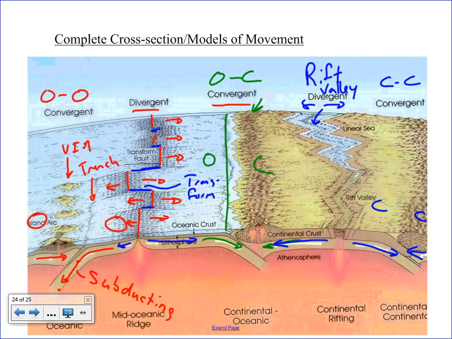So in cross-section, this is how the Earth basically recycles itself. We have areas where sedimentary rock can form in the ocean. We have areas where metamorphic rock forms from collision. And we have areas of igneous rock in volcanic eruption.